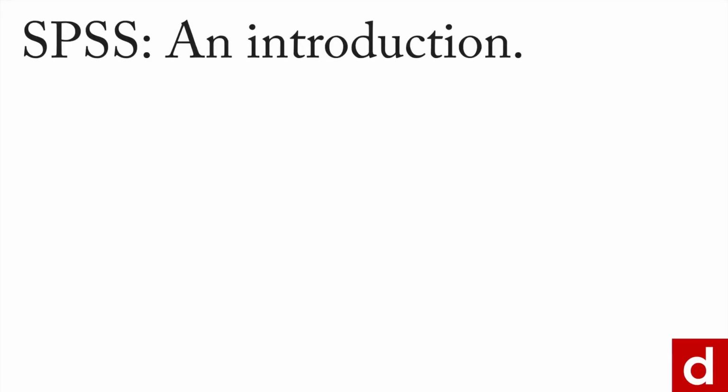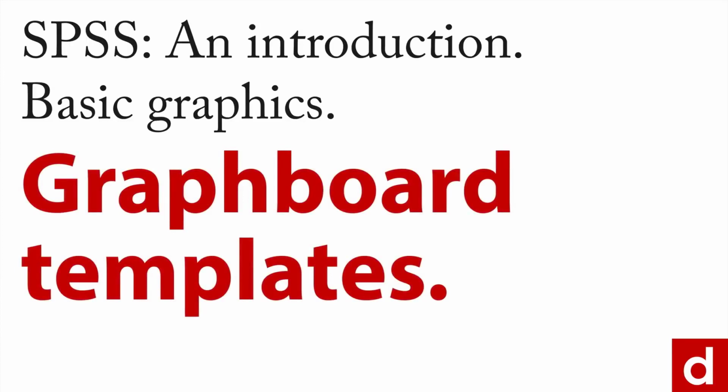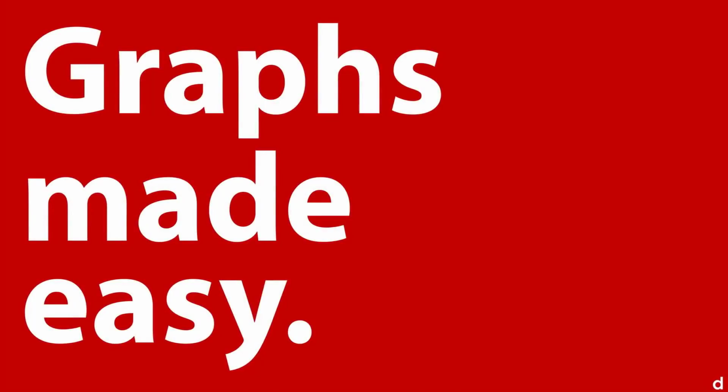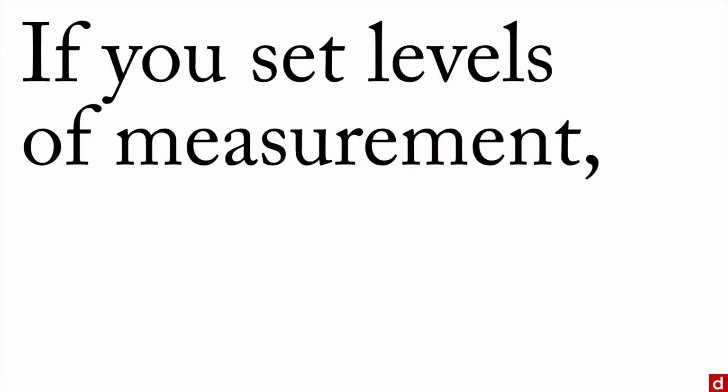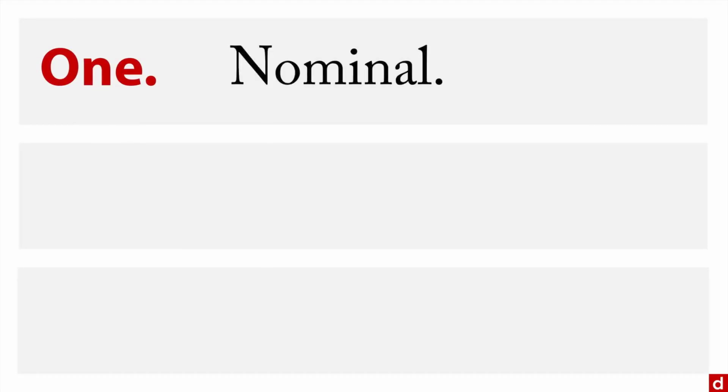Our next step in SPSS in introduction is to look at basic graphics because those are always a good first step in analysis. And the easiest way to do that in SPSS is with something called graphboard templates. Really, you can just think of these as graphs made easy. The idea here is that if you set the levels of measurement in SPSS, then SPSS can suggest graphs that would be appropriate for those variables. Now, in terms of level of measurement, remember, SPSS uses three. Number one is nominal for different categories.